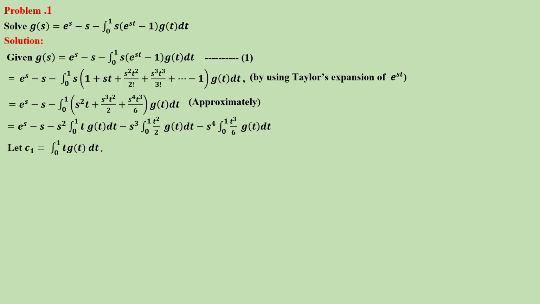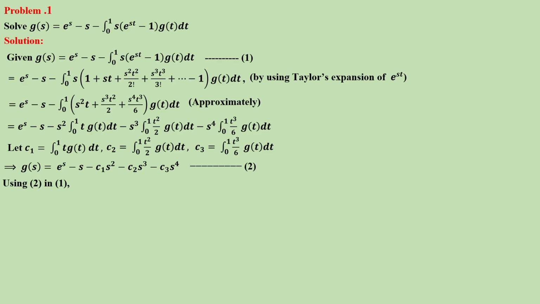dt. So we are taking c1 as a constant, that is equal to integral 0 to 1 t g of t dt, c2 equal to integral 0 to 1 t square by 2 g of t dt, and c3 equal to integral 0 to 1 t cube by 6 g of t dt. So it will become g of s is equal to, substituting these values in the above line, g of s is equal to e power s minus s minus c1 s square minus c2 s cube minus c3 s power 4. That is equation number 2.